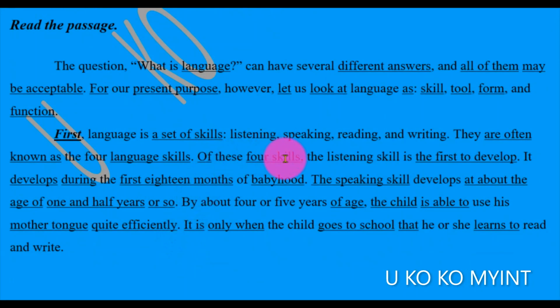Of these 4 skills, the listening skill is the first to develop. It develops during the first 18 months of babyhood. The speaking skill develops at about the age of 1.5 years or so. By about 4 or 5 years of age, the child is able to use his mother tongue quite efficiently. It is only when the child goes to school that he or she learns to read and write.